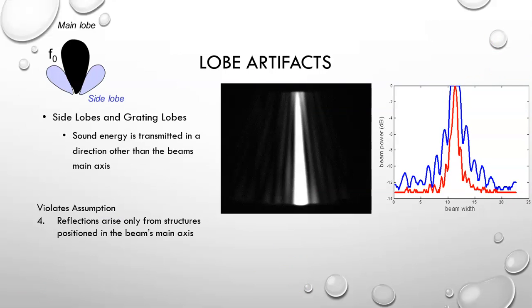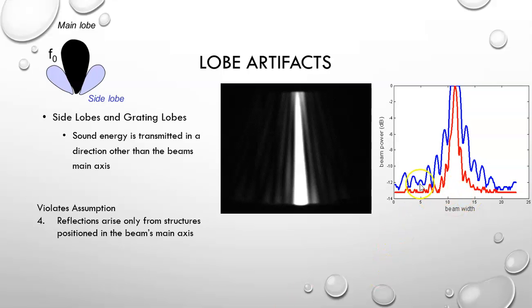Lobe artifacts. So lobe artifacts are grating lobes or side lobes. Side lobes occur only from single crystal transducers, which we haven't used since 1990. Grating lobes are common. They occur. There's several ways to minimize them. We'll talk about those another time. But these, again, violate the assumption that reflections only come from structures positioned along the beam's main axis.